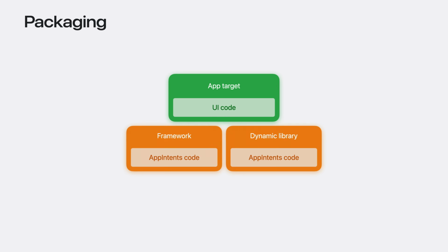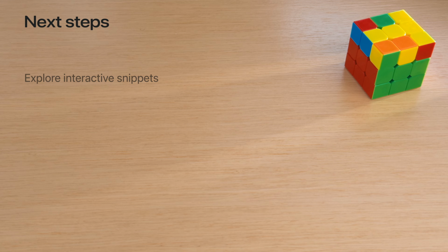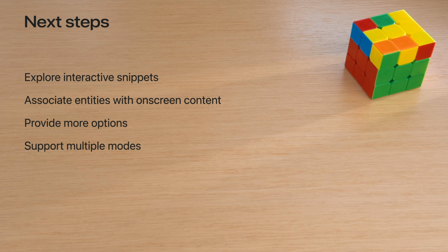I hope you enjoyed learning about these features with me. As next steps, try out interactive snippets to see what they can do for your intents. Associate entities with on-screen content so the system can automatically suggest them to the user. Provide more options for people to choose from using the multiple choice API. Support multiple modes to ensure your intents provide the best experience no matter how they're run. Finally, to dig into the code further, check out our sample app on the developer website.